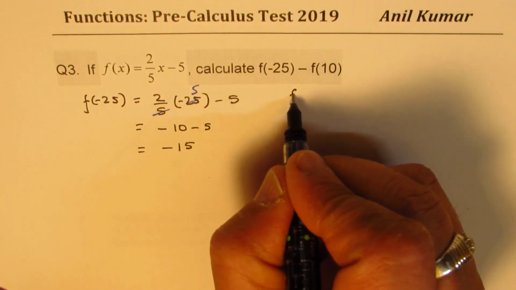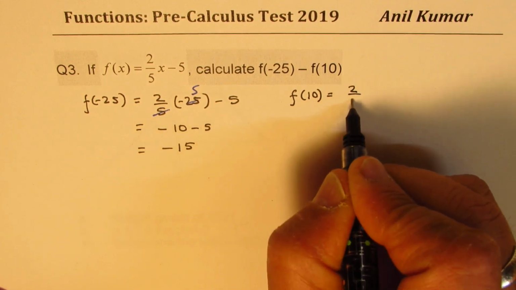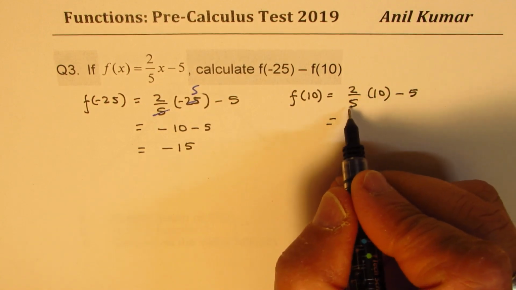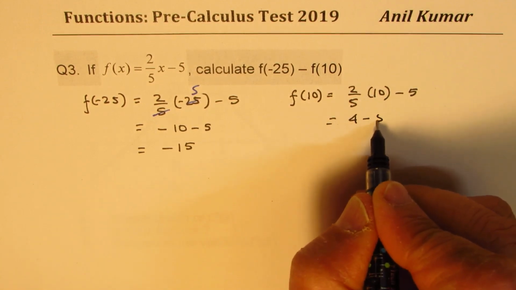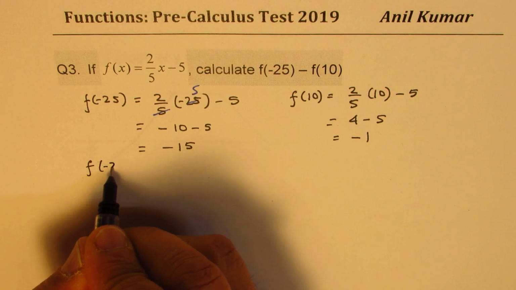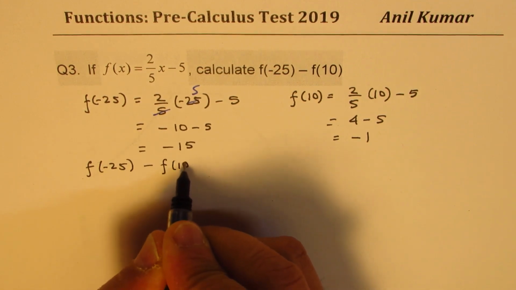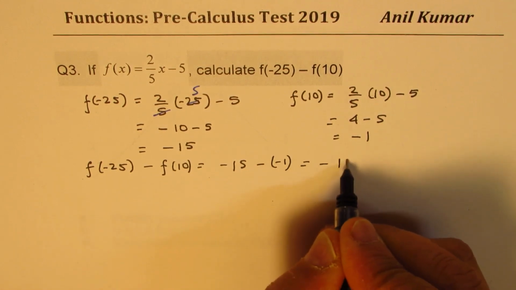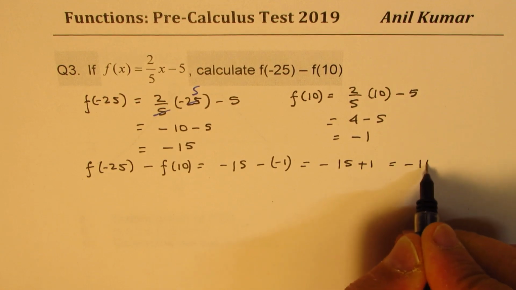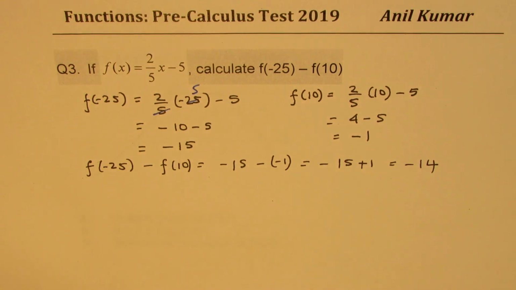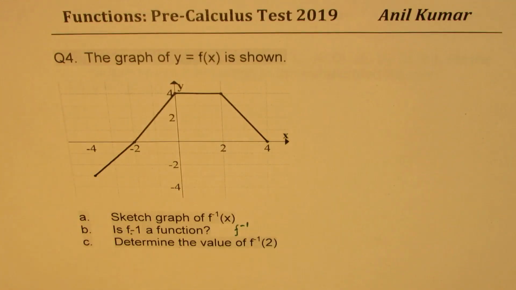Let's find f of 10 now. f of 10 will be equal to 2 over 5 times 10 minus 5. That is, so it can be divided by 2. You get 4 minus 5, or minus 1. And therefore, we can now write f of minus 25 minus f of 10 equals minus 15 minus of minus 1, which is minus 15 plus 1, or minus 14. Clear? So I hope you find it simple and useful, right? It's good to calculate individually and then do the algorithm.